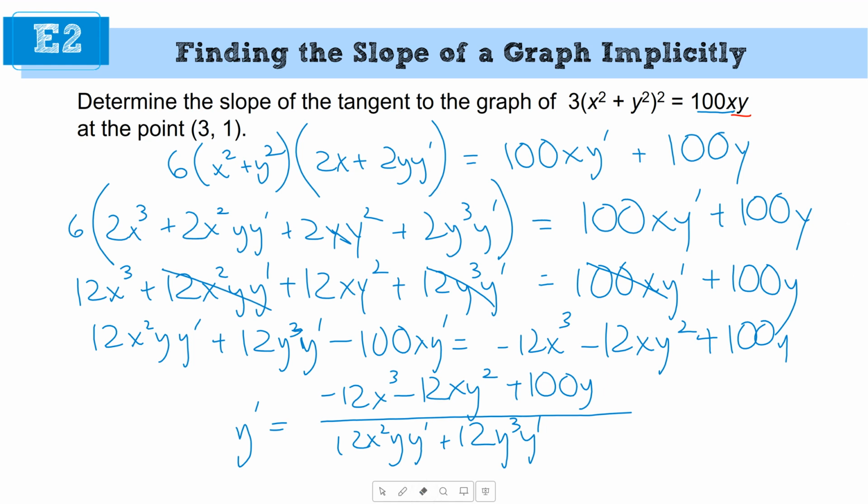Oops. No, that's there. That's not there. Okay. So 12x squared, 12y cubed, minus 100x. Yes! Done.